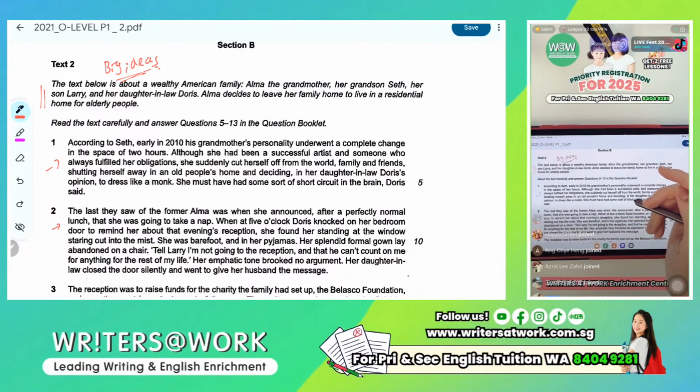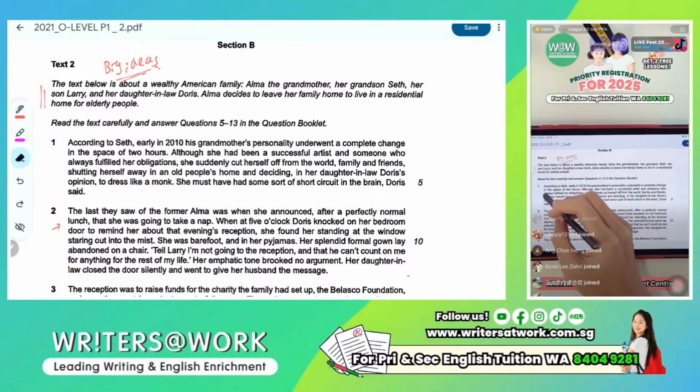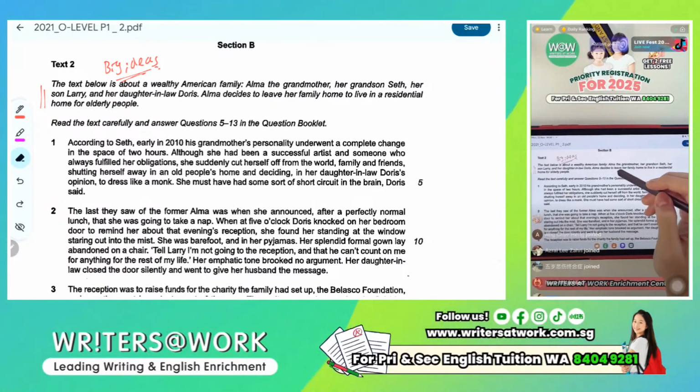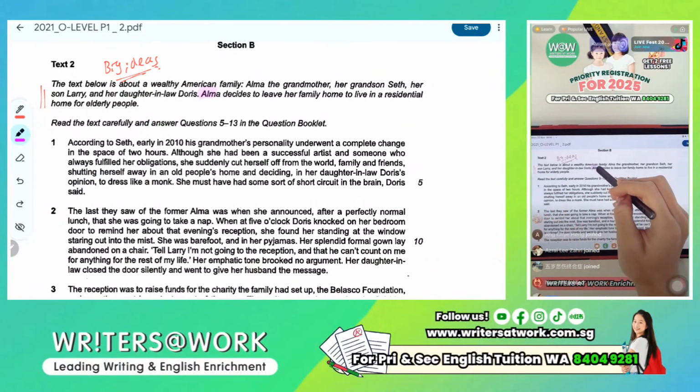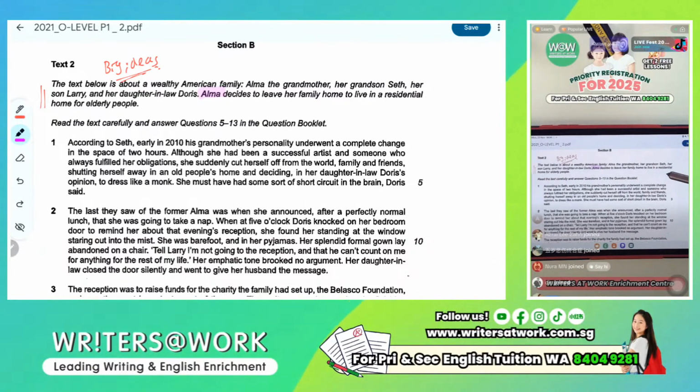Okay, so let's delve into the content of this text here. So we're looking at how this grandmother, Alma, was very rich, and how she was suffering from dementia and didn't want people to know about her condition, probably due to her ego, or she's afraid that people will look down on her. As such, she requests to move to a nursing home to be isolated from the world. Okay, that's the idea of the text.